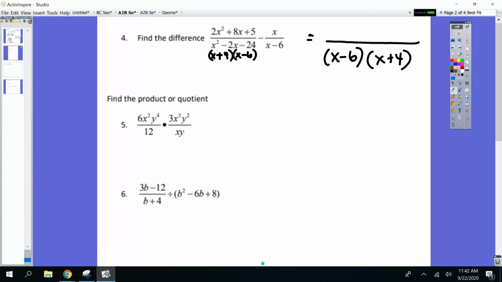That's your common denominator. Now take those two and multiply the left and the right side by it. Ready? This side is going to get multiplied by x minus 6 and x plus 4. And so is the other side.